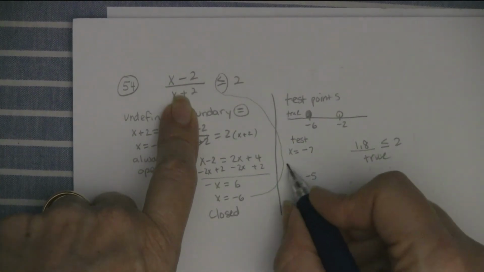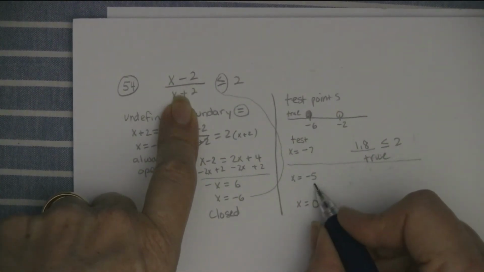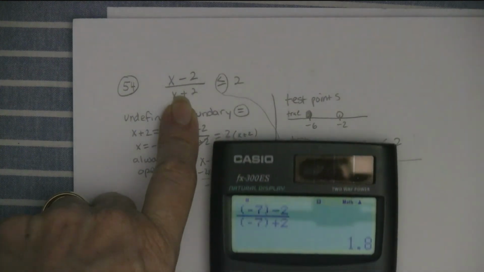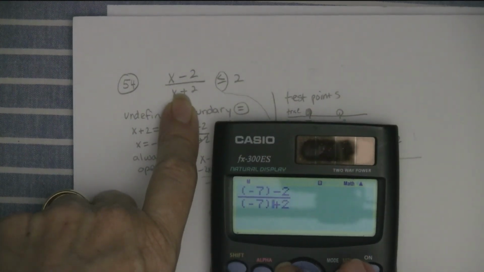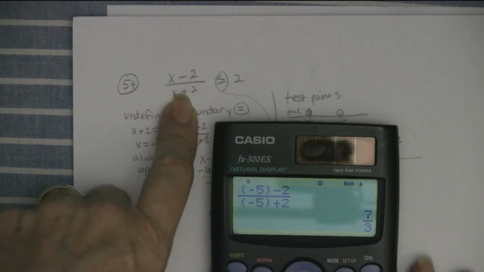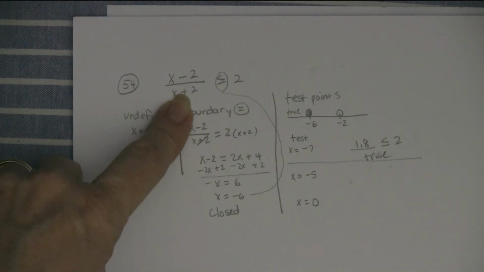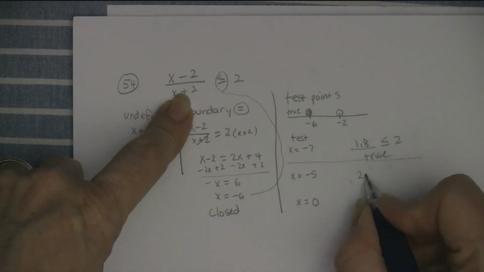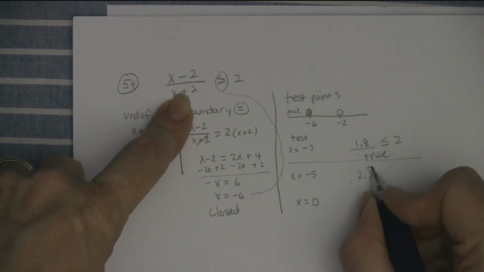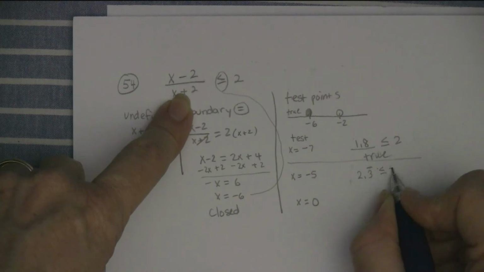And then I'm going to do -5. So I can just edit. Where I put in -7, I'm going to put in -5. And I get 7/3, which is 2.2. It goes on, right? Line over the top of it. Smaller than 2? No, that's bigger than 2, so this is false.